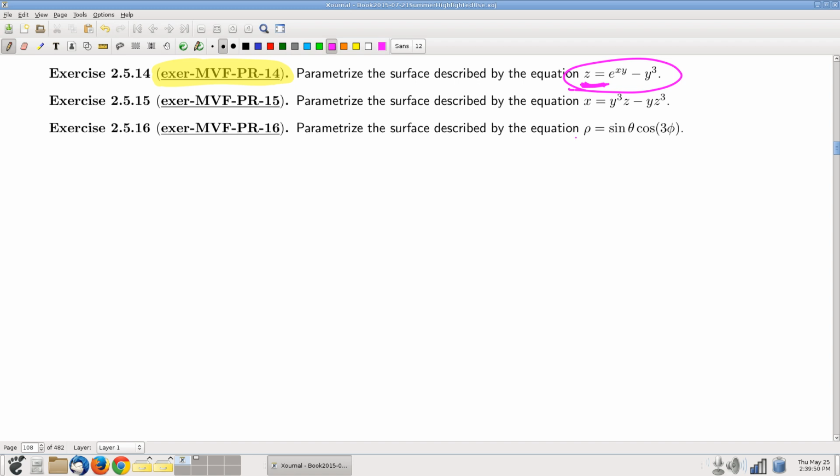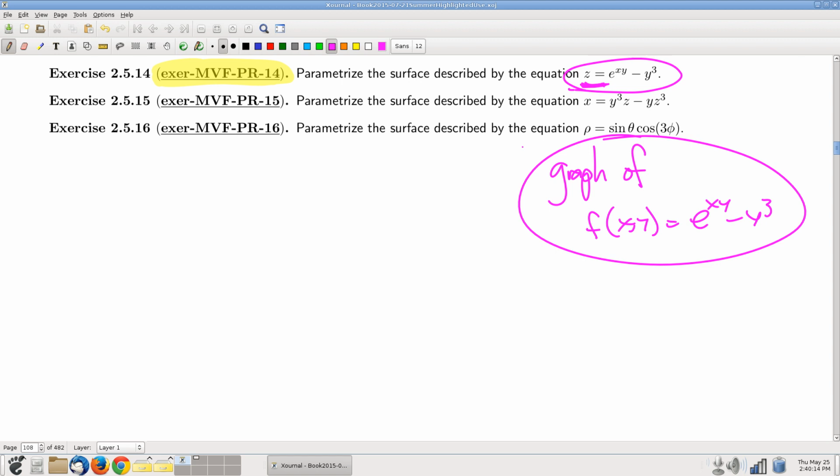Right? So I can view this specifically as the graph of, I could call it f of x comma y equals e to the xy minus y cubed. Is that cool? All right. So next observation. The reason that it's really useful that this is a graph is that we have a tool for how to create parameterizations out of graphs.